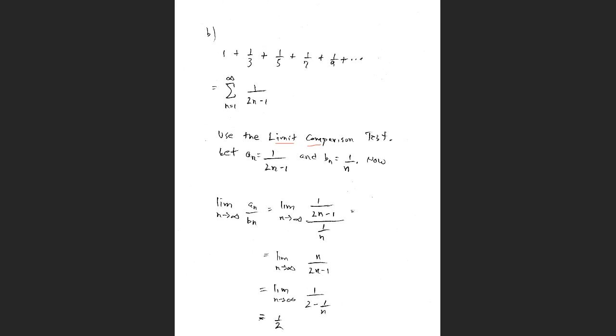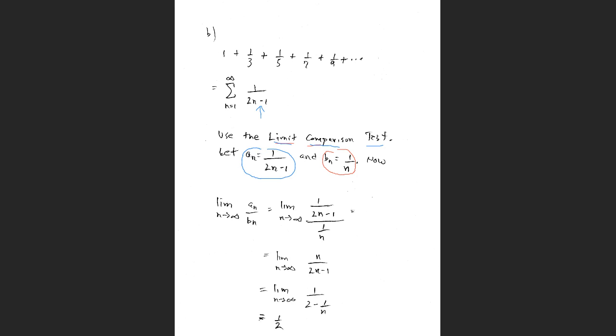What happens is, if I can't easily use the regular comparison test, like that -1 down there in the denominator can make it a little difficult to use the comparison test. I haven't really examined it to see if it would work, but I'm just going to use the limit comparison test. So a sub n is 1 over 2n minus 1. B sub n is 1 over n.